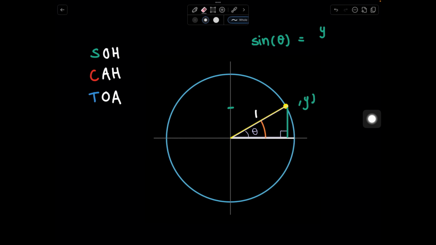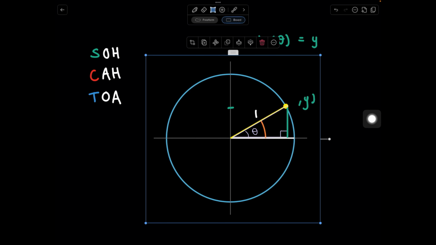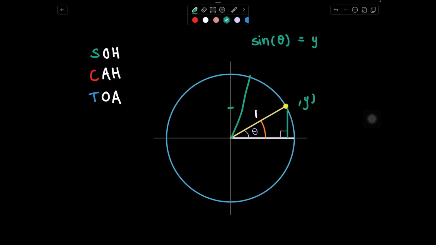This is a very important concept to understand. So any point on this unit circle, if you draw a line up like this and you have an angle here, whatever the y value there is what sine of theta is equal to.